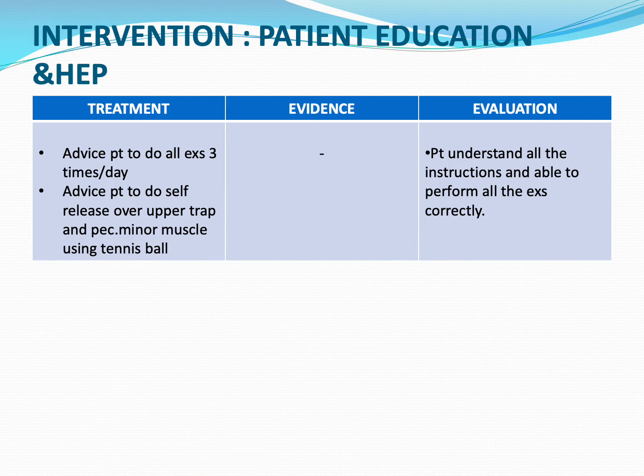Then the last one, I gave patient education and a home exercise program. I advised this patient to do all exercises 3 times per day. Before doing any strengthening exercise, I advised this patient to do self-release over the upper trap and pec minor muscle by using a tennis ball.